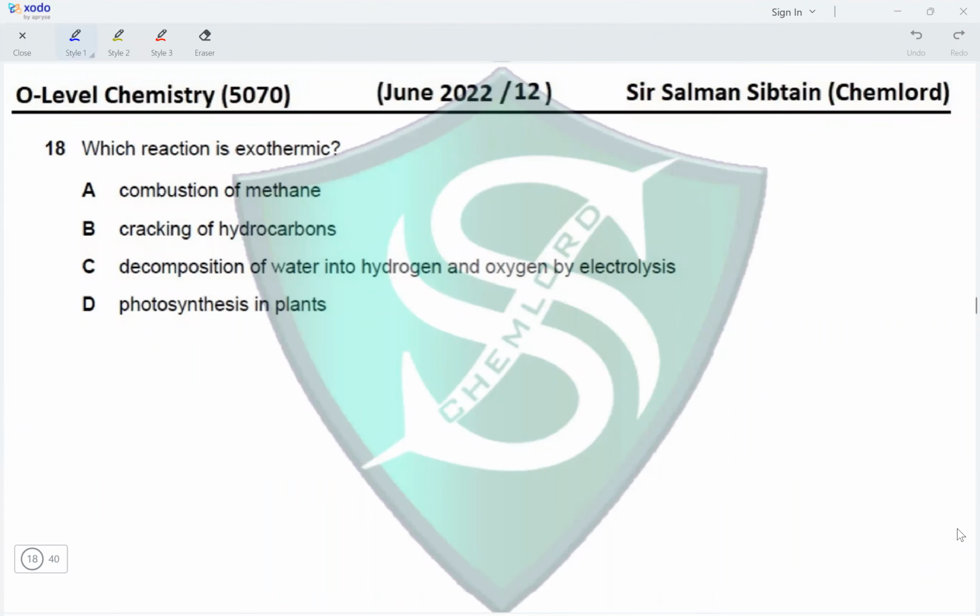Question 18. Which reaction is exothermic? Combustion of methane. A combustion reaction is always exothermic. Combustion cannot be endothermic. Cracking of hydrocarbons. Cracking of hydrocarbons takes place at higher temperatures.